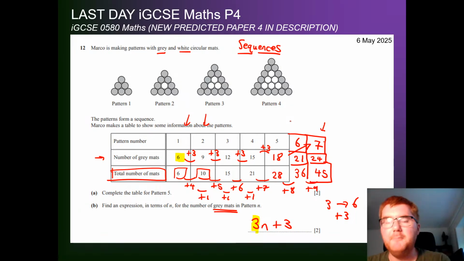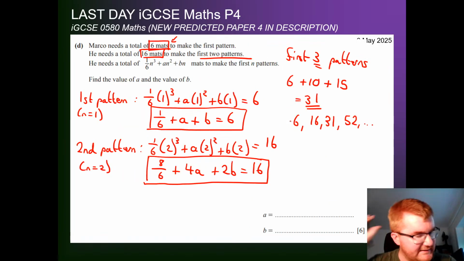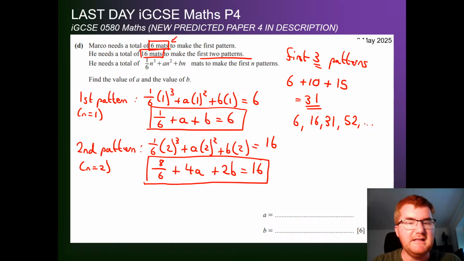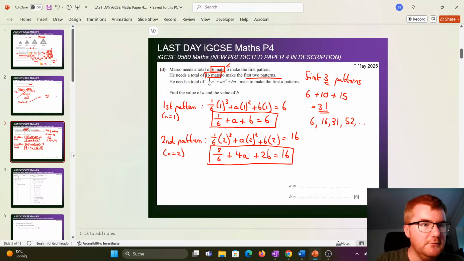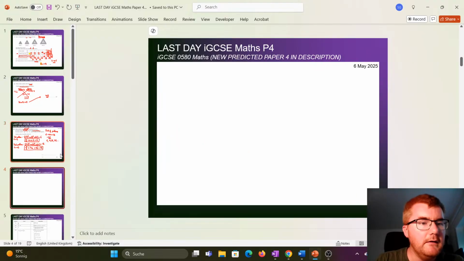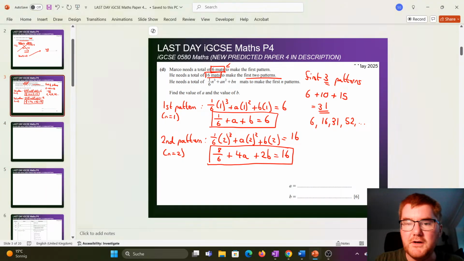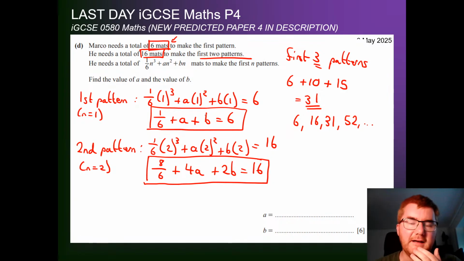Cool. Okay, let's move on. So let's go on to question D here. So we've got our simultaneous equations. However, it's a little bit untidy at the moment. So we're going to need a little bit of space in order to actually produce this and actually solve this. So what I would do here, first of all, is simplify this down.